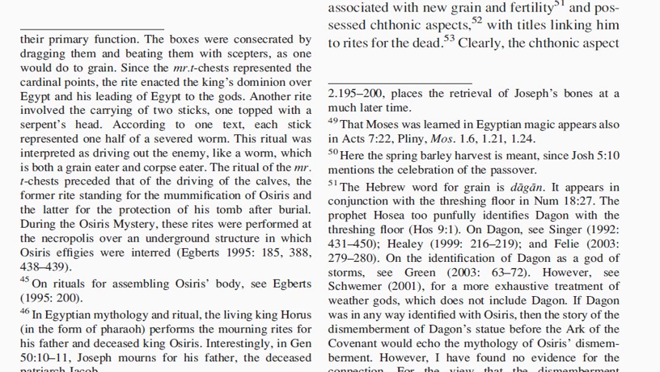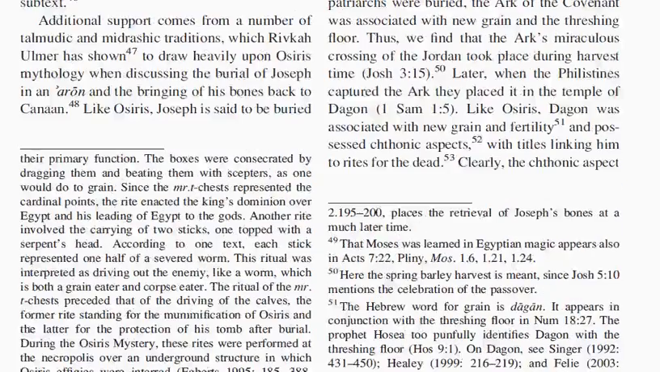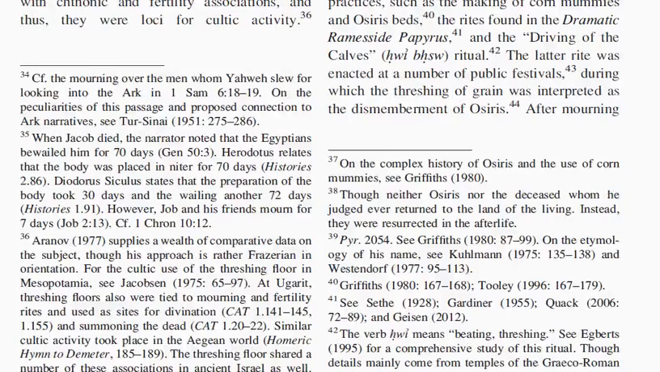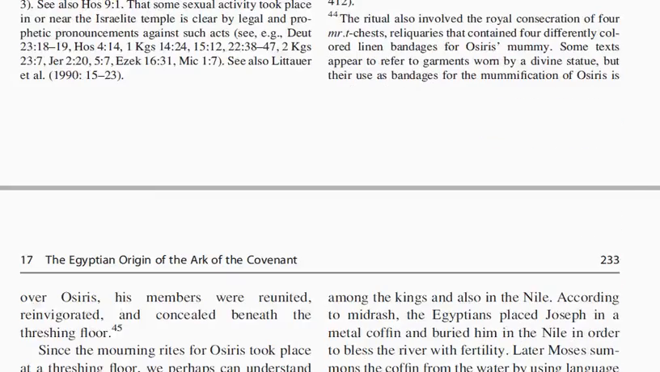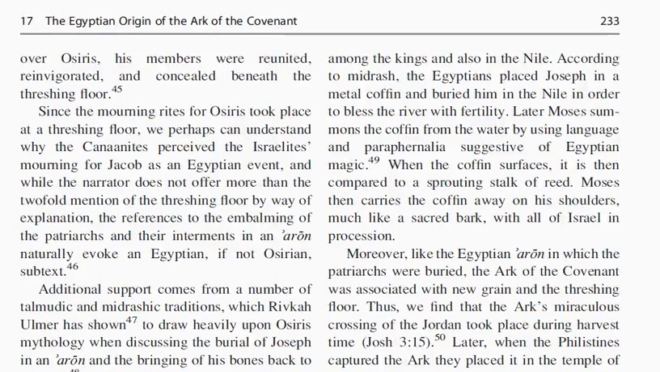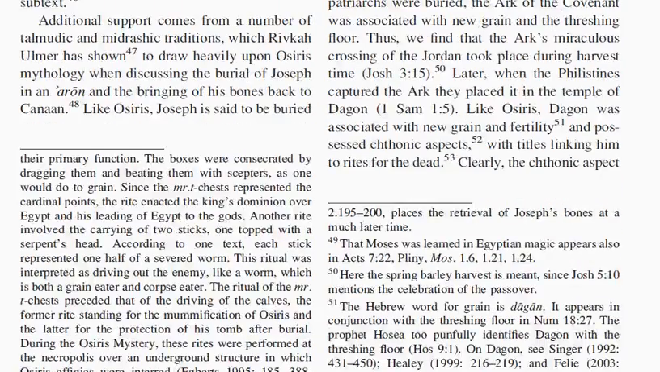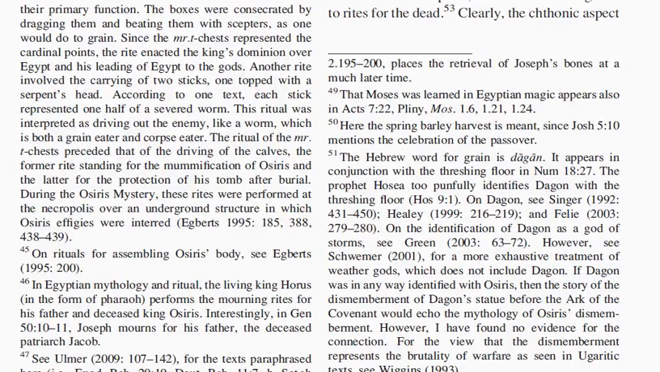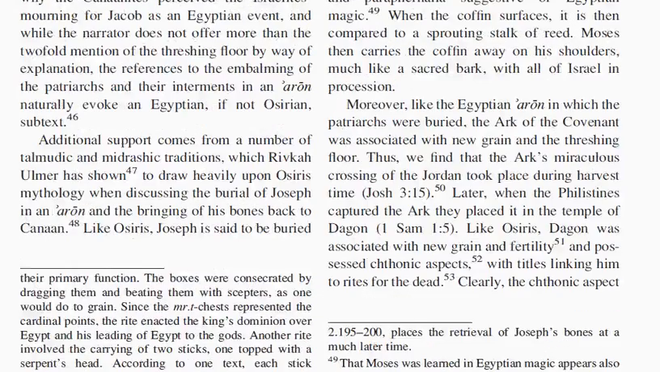During the Osiris mystery, these rites were performed at the necropolis over an underground structure in which Osiris effigies were interred. Egberts, 1995, pages 185, 388, 438 to 439. End of footnote. After mourning over Osiris, his members were reunited, reinvigorated, and concealed beneath the threshing floor. Footnote on rituals for assembling Osiris' body. See Egberts, 1995, page 200.